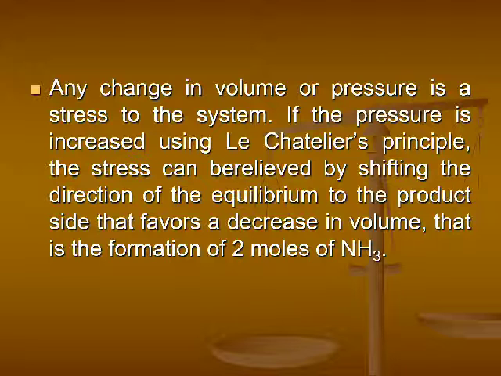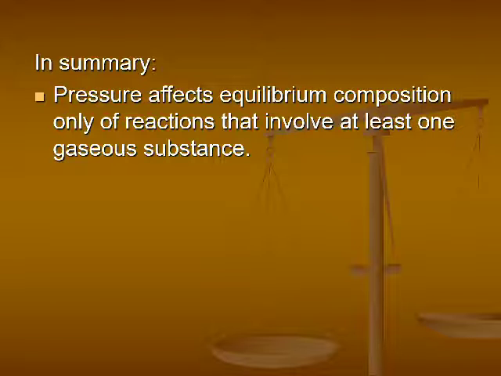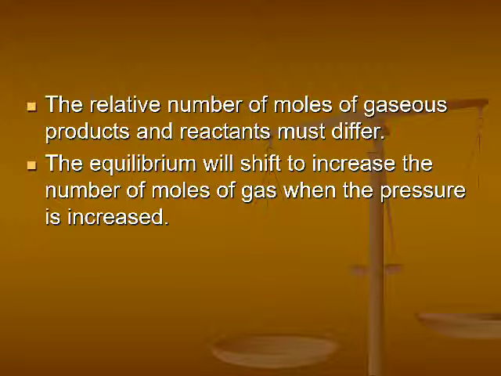If the pressure is increased, using the Le Chatelier principle, the stress can be relieved by shifting the direction of the equilibrium to the product side, which favors a decrease in volume, and that is the formation of 2 moles of ammonia. In summary, pressure affects equilibrium composition only for reactions that involve at least one gaseous substance. The relative number of moles of gaseous products and reactants must differ, meaning that the equilibrium will shift to decrease the number of moles of gas when the pressure is increased.